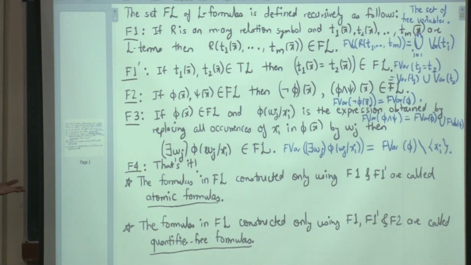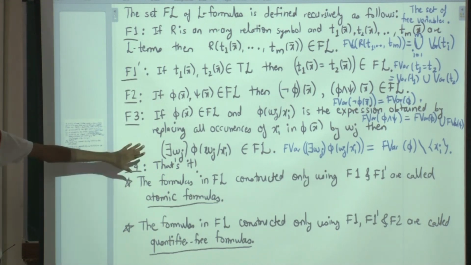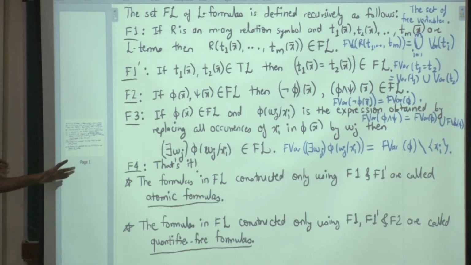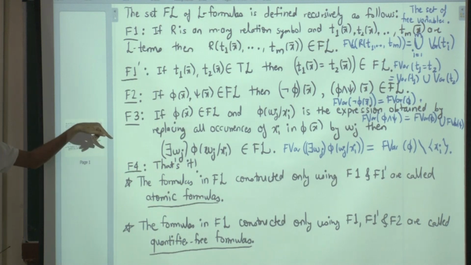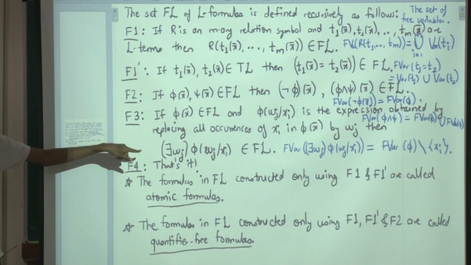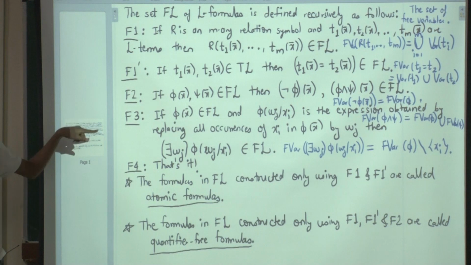Set subtraction is that: A minus B is the collection of all those elements in A which do not occur in B. So what we are doing here is simply removing xi from the set of free variables of phi, because xi was replaced by wj, and wj is attached to a quantifier. Therefore, it became a quantified variable or a bound variable, and so it is no longer a free variable.